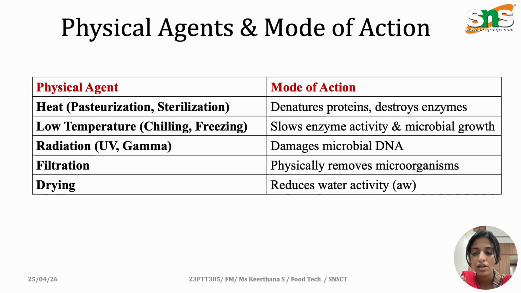If you take heat, it destroys the proteins and enzymes. In case of chilling or freezing, which is low temperature, it slows down the microbial growth. Radiation damages the DNA. Filtration removes the microbes physically. And the last one is drying. It reduces the water activity, which is a favorable environment for the microbes to grow. So basically, microbes either die or stop growing under these modes of action.